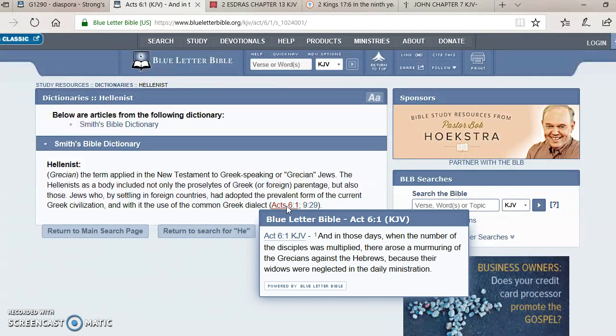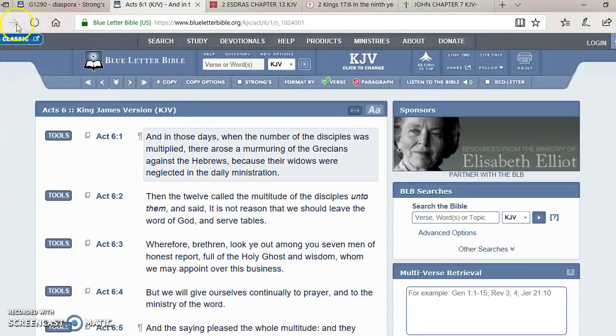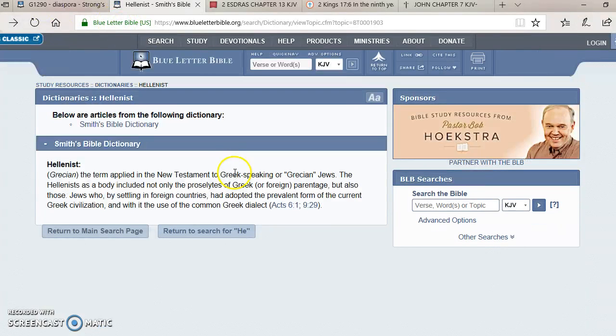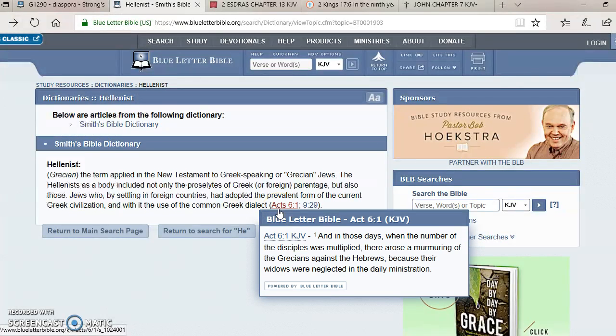Now let's see. And this is Acts 6:1. And in those days when the number of the disciples was multiplied, there arose a murmuring of the Grecians against the Hebrews, because their widows were neglected in the daily ministration. So those Grecians, it tells you right here, Smith Bible Dictionary, Grecian, a term applied in the New Testament to Greek-speaking or Grecian Jews who, by settling in foreign countries, had adopted the prevalent form of the current Greek civilization.